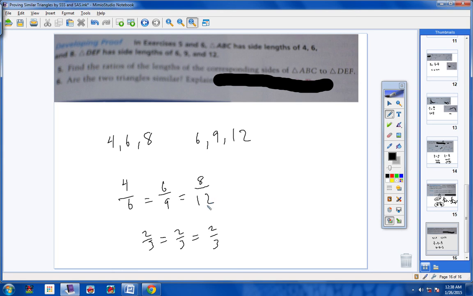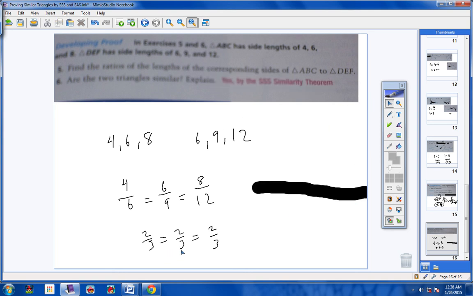So we found the ratios of the lengths of the corresponding sides. Are the two triangles similar? Well, yes, of course they are, because all three sides are proportional to all three sides. 2/3 equals 2/3 equals 2/3. So yes, by the SSS similarity theorem, when three sides of one triangle are proportional to three sides of another triangle, the triangles are similar.